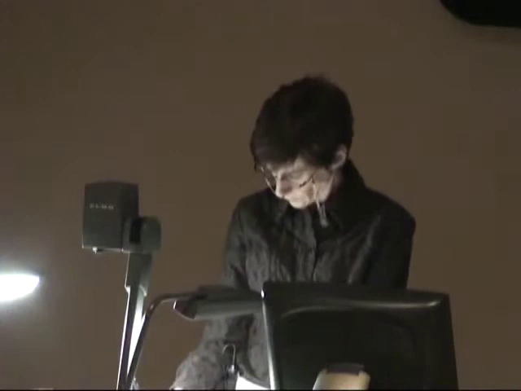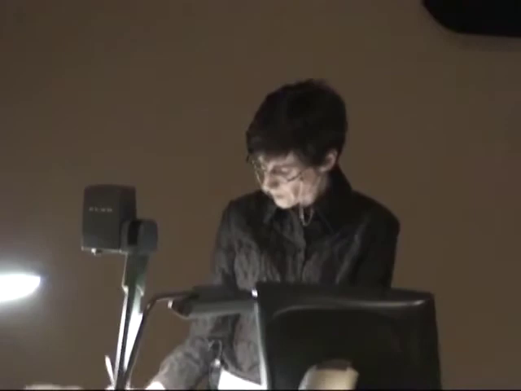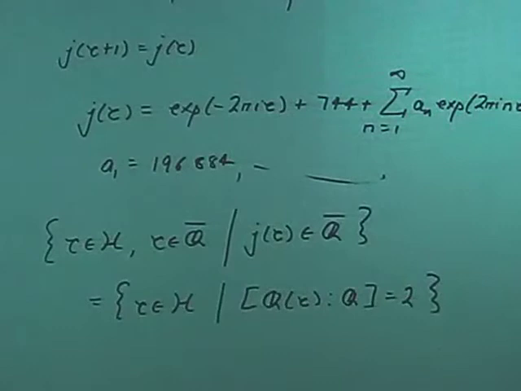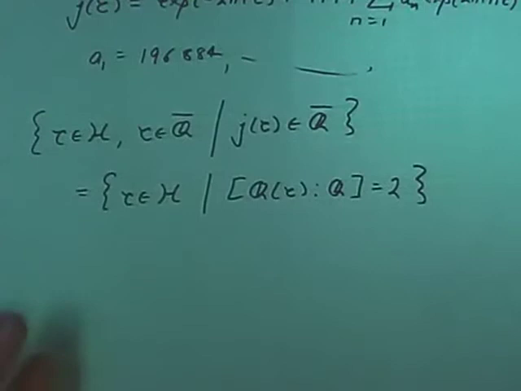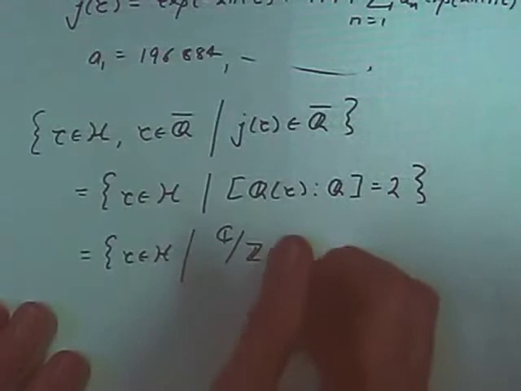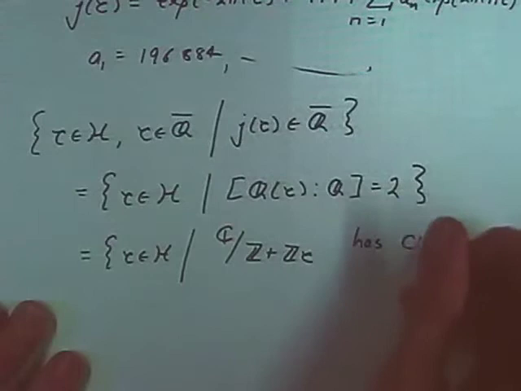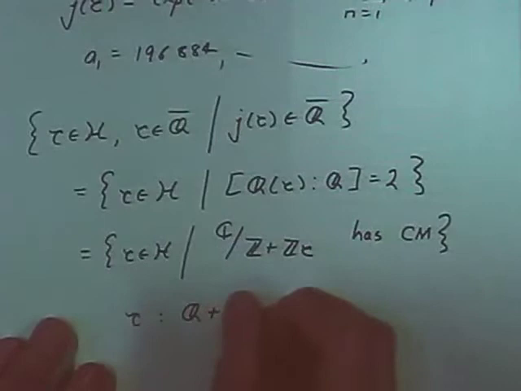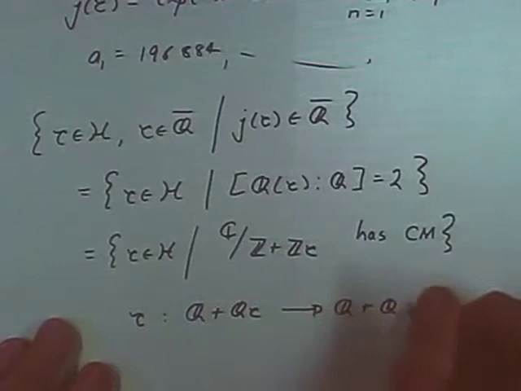And the result of Schneider is that this is exactly the points in the upper half plane that are quadratic. So the algebraic numbers which are quadratic. So I think I mentioned yesterday that these are precisely, of course, the elements of the upper half plane such that this elliptic curve has complex multiplication. So tau actually maps Q plus Q tau to itself. And of course, it's because of this that it's quadratic.